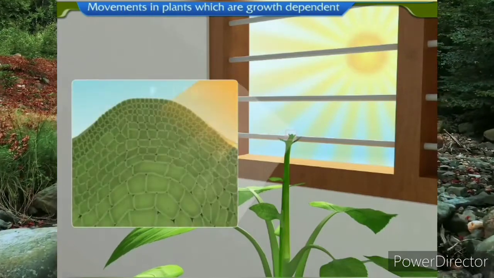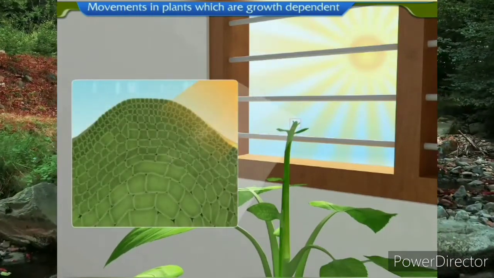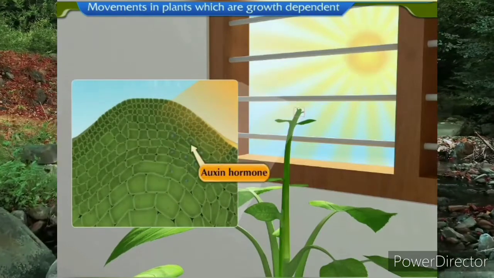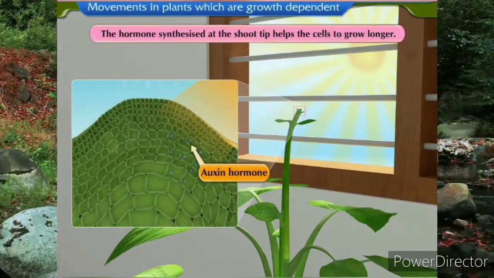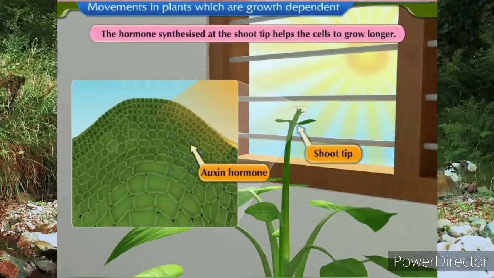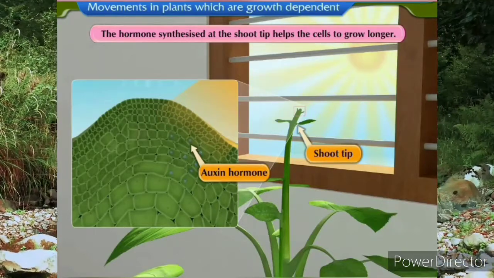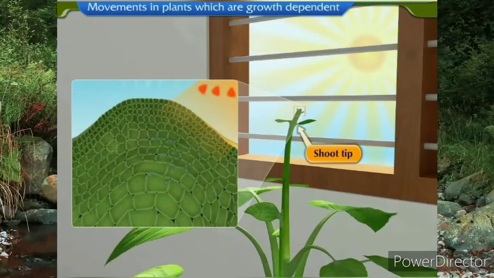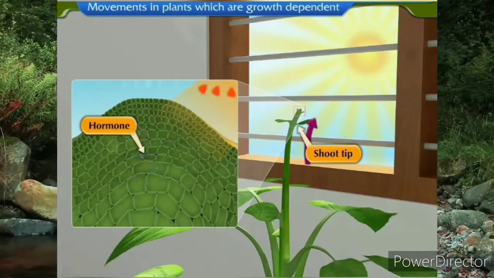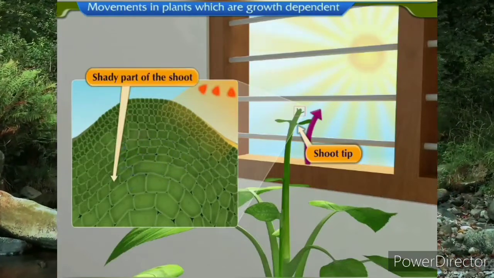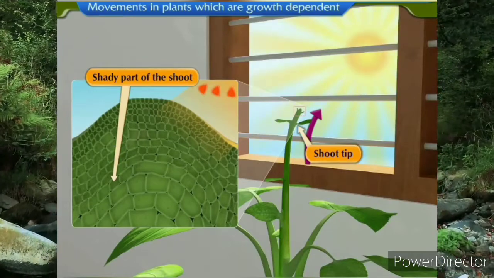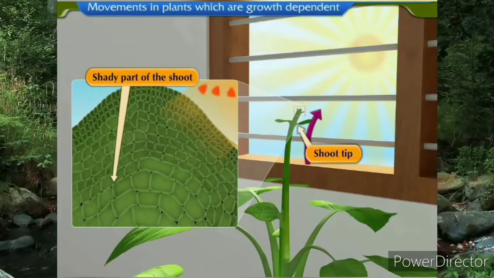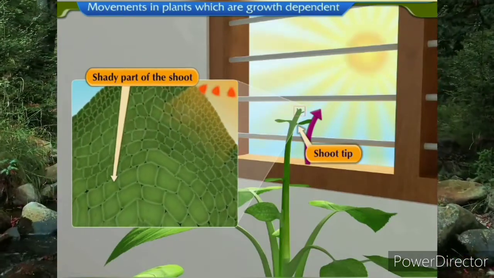When light falls on a part of growing plant, a hormone called auxin is synthesized. The hormone is synthesized at the shoot tip that helps the cells to grow longer. As the light is falling on one side of the plant, the hormone slowly diffuses towards the shady part of the shoot and stimulates the cells to grow longer. Hence, the plant appears to bend towards light.